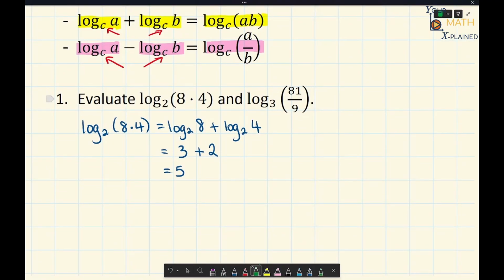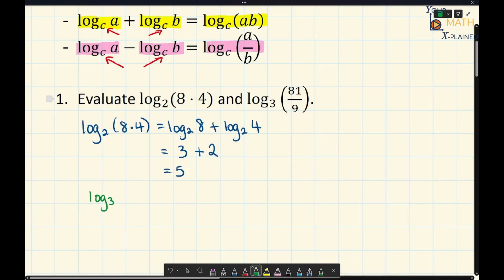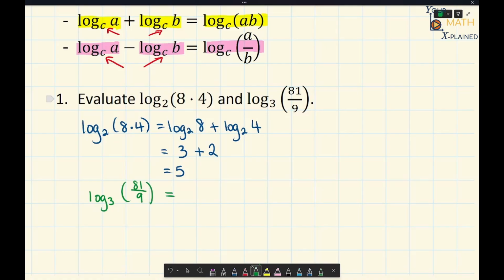And now for the second expression, we will be using the quotient rule. So we have log base 3 of 81 divided by 9. So again, we can rewrite this into two logs, which will be log base 3 of 81 minus log base 3 of 9. Using the definition of log, we're asking ourselves 3 to the power of what is going to give us 81? And that's going to be 4. And 3 to the power of 2 is going to give us 9, so the second expression is equal to 2. And now we have 4 minus 2, which is just equal to 2.